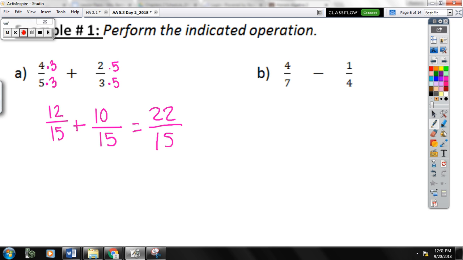All right, now we add the numerators. 22/15. Leave it as improper. If you really want to change it to mixed, you can, but you don't have to. Reduce it if you can, but that one's not reducible. Try the next one on your own, and then we'll change to mixed numbers.